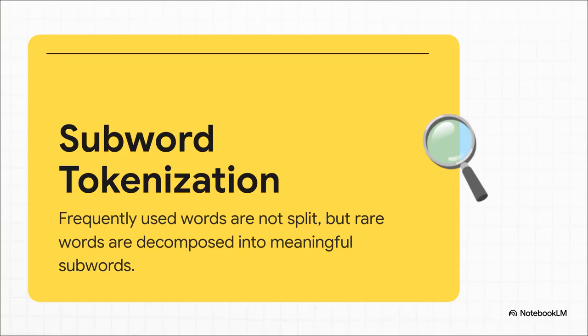And here's the core idea. It is so brilliant because it's so simple. The principle is this. Really common words like the or and, they can just stay as single tokens. But rarer, more complex words, they get broken down into smaller, meaningful subwords. And just like that, we get the best of both worlds.